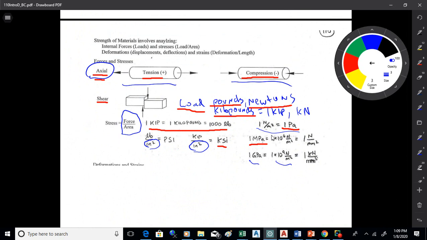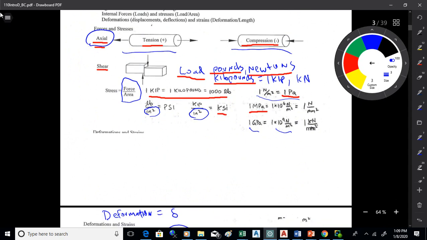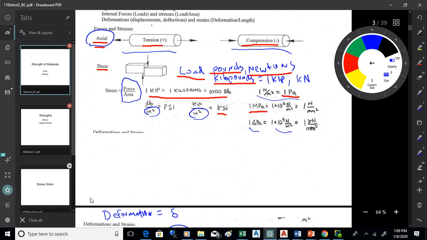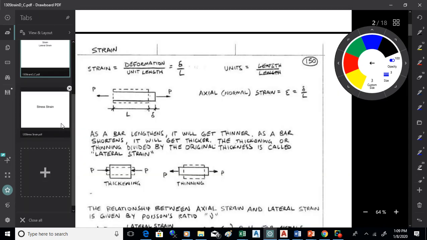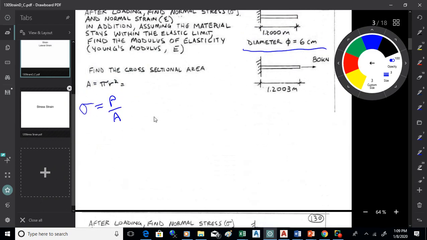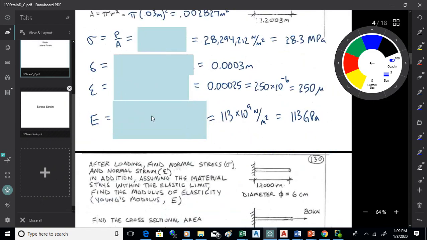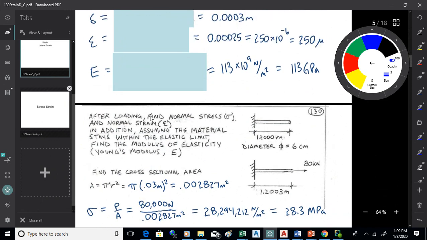So that's the common units that you use in structural for metric. But as I say, I don't really do that. I can't remember all that stuff. So what I do is I just get everything into the standard units, which are newtons and meters. And once I do that, then I see I got 28,294,000. So that's 28.3 megapascals. Mega means 10 to the 6, which is million. Okay. All right, so that's the stress.